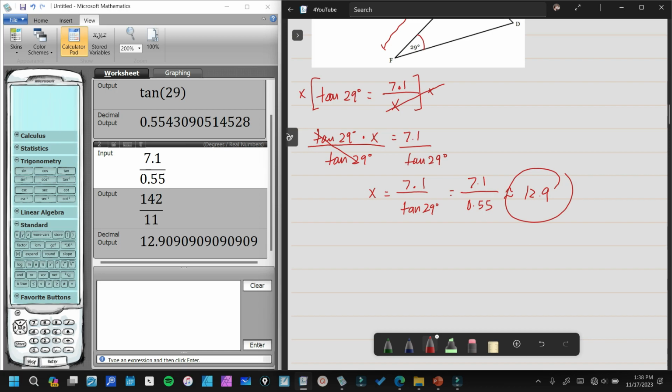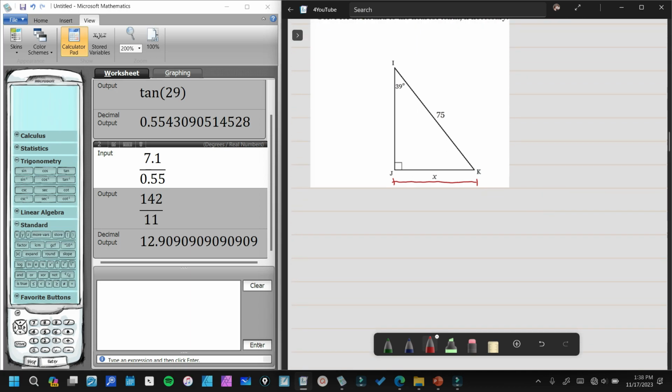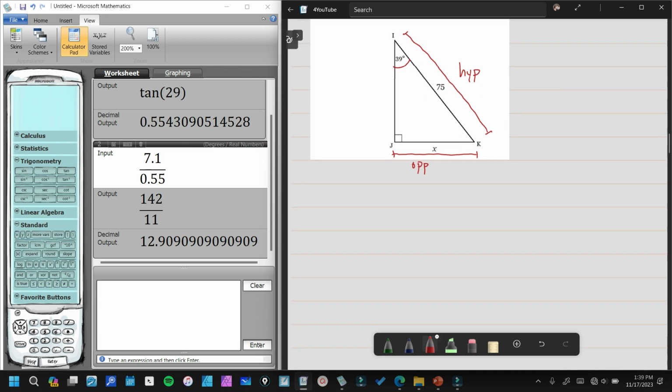Okay, let's move on to the next example. Here, this side is missing. First step, where is the given angle? It's right here, that's 39 degrees. So that x is our opposite side. What else is given? This side is given, and that is the hypotenuse. So we have the opposite and the hypotenuse, which means the trigonometric function that we will use here is the sine function. Sine equals opposite over hypotenuse, right?